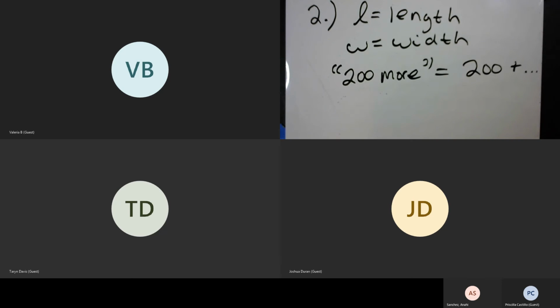So let me say the length is 200 more than the width. It means L is 200 plus whatever W happens to be. So any questions about that? And again, I'm doing this a little bit differently than what they did in the text. But here's an expression, or actually a formula outright, for the length in terms of the width. There's a relationship that we can see between the unknowns in this case.